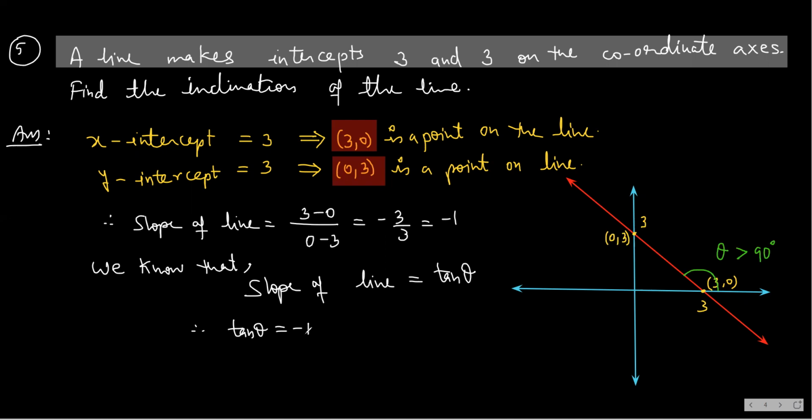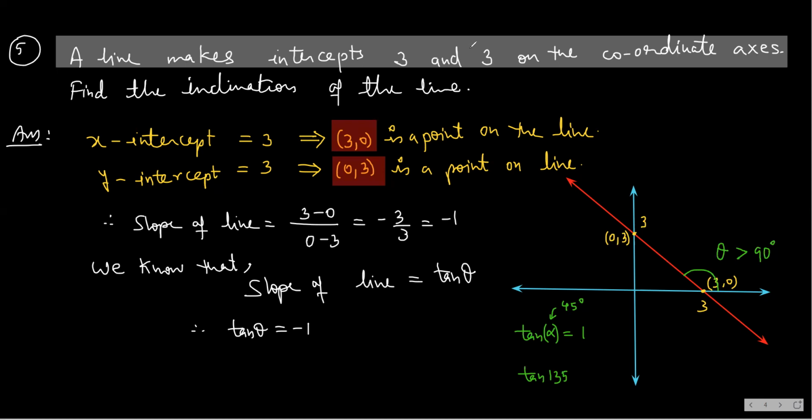Remember, students, if for some angle tan of alpha is 1, then this alpha is 45 degrees. Tan 45 degrees is 1. And remember, students, tan of 135 degrees is -1. Tan 45 degrees is 1. Tan 135 degrees is -1. This you should remember.